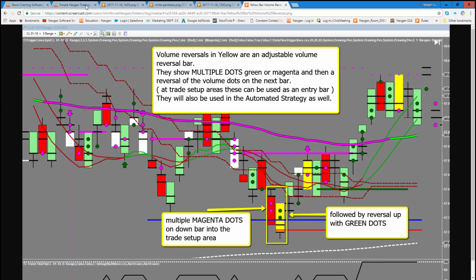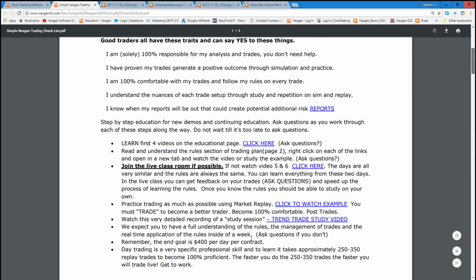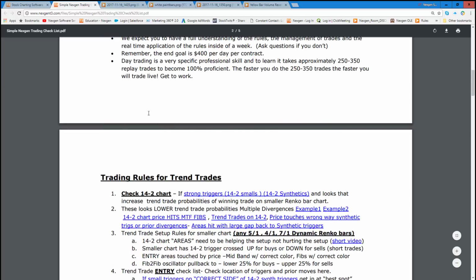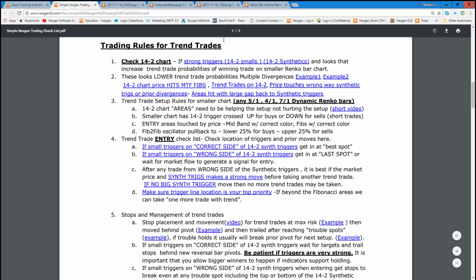So when you're entering the market, and as you start working your way through the trading plan and the rules, we'll just take a quick peek at the rules and then go look at a chart. The trading rules for trend trades are pretty simple. We want the large chart to be helping us, with strong triggers helping us. We want the smaller chart to pull back to fibs and mid bands and have the triggers in the right direction. We want the fib to fib oscillator to be right.